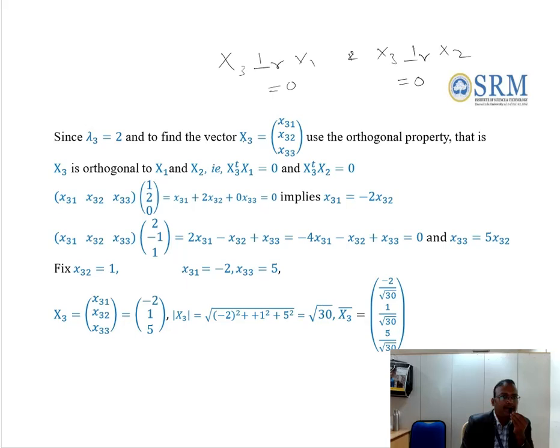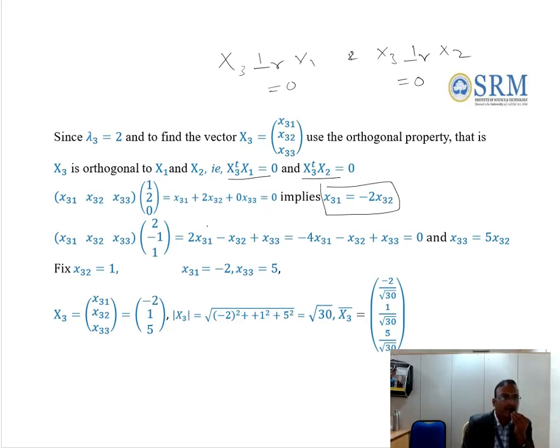Let me fix x3 equal to (x31, x32, x33). By using the orthogonal property, x3 transpose into x1 equal to 0. This is the inner product. And x3 transpose into x2 equal to 0. This is also called the inner product. Therefore the first equation gives x31, x32, x33 with this column vector, which implies x31 equal to minus 2x32. From the other inner product, we get 2x31 minus x32 plus x33. But already we have defined x31 equal to minus 2x32.